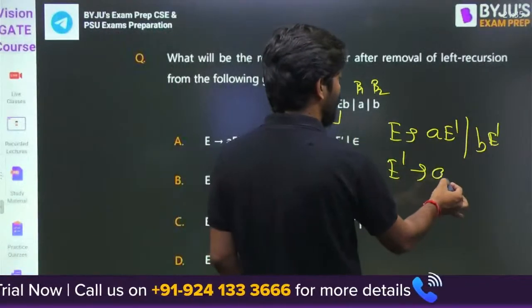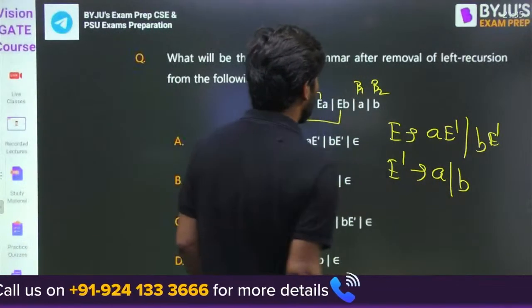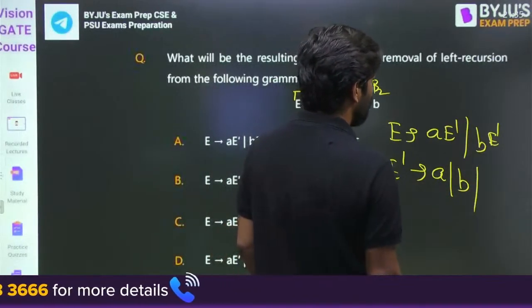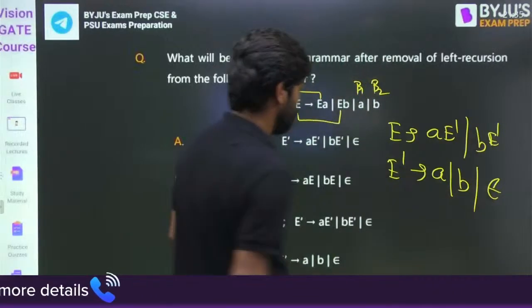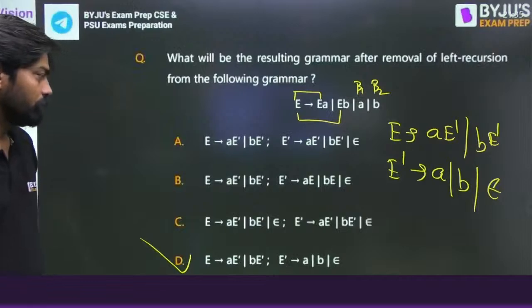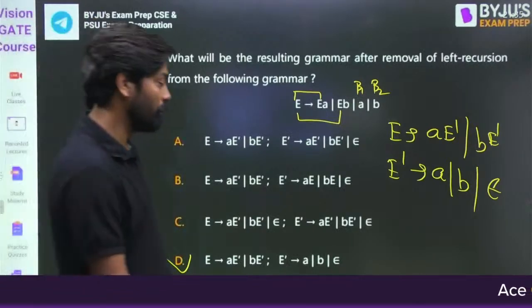E dash goes to A and we have B, fine. E dash goes to A, B, and we want null also. So I think the matching option is D for Delhi, the right option. Okay, very good.